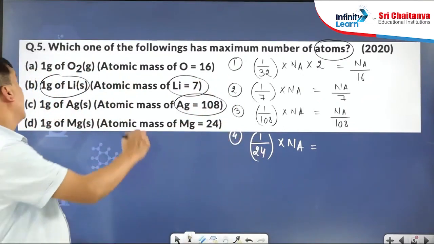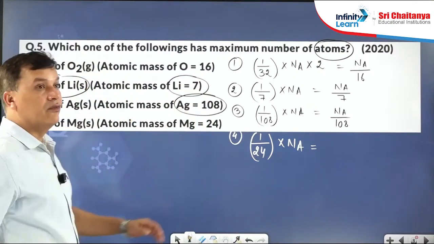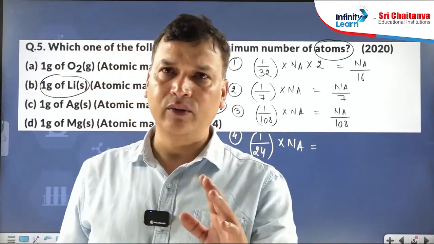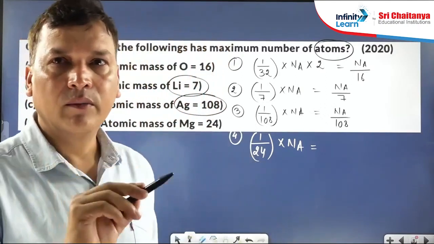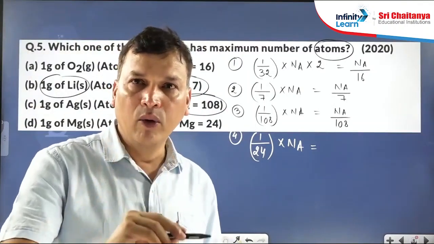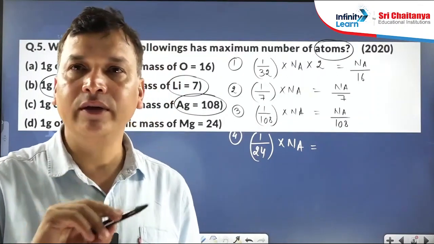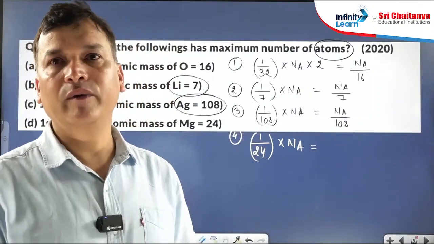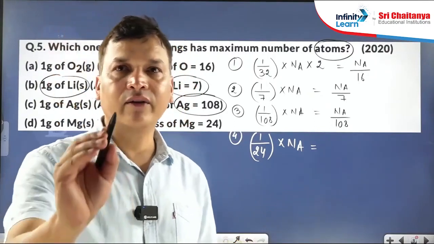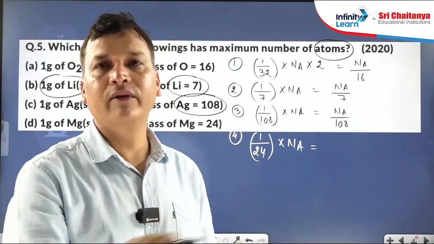First of all, whatever quantity is given to us has to be converted into the number of moles. I told you so many times, if mass is given, you have to divide by molar mass. If volume is given, divide by molar volume. If number of particles is given, divide by Avogadro number. So we convert that into the number of moles. After converting into the number of moles, we can find out whatever is required.